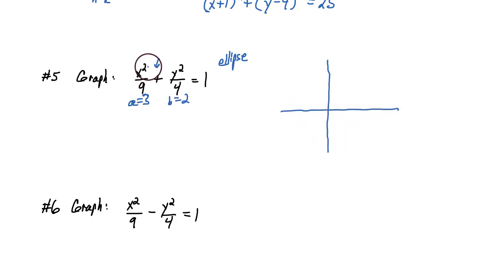The A equals 3 is with the x term, so it's on the x-axis that you go 3 units and mark. The B equals 2 is with the y this time, so on the y-axis go up 2 and down 2. Then draw an ellipse through those dots.